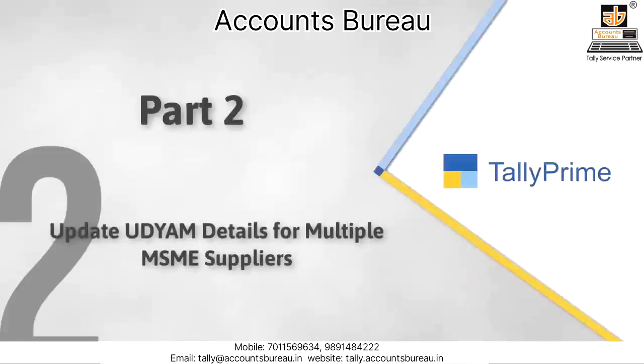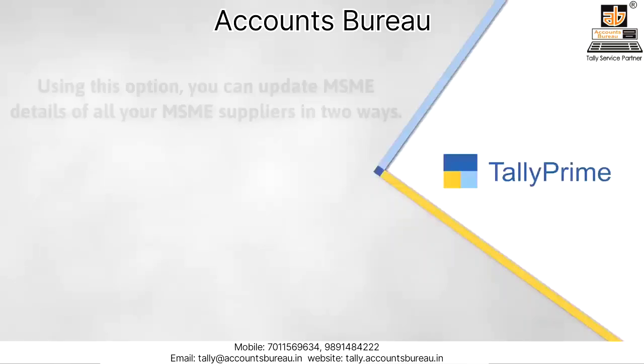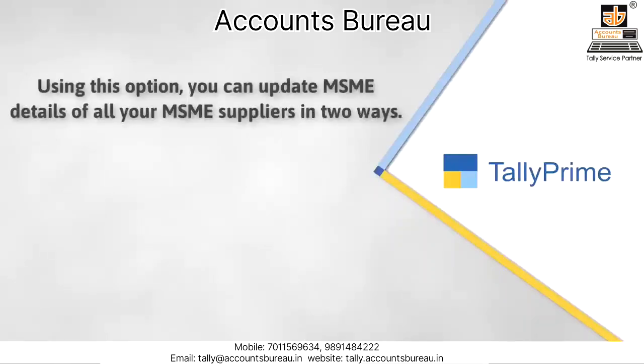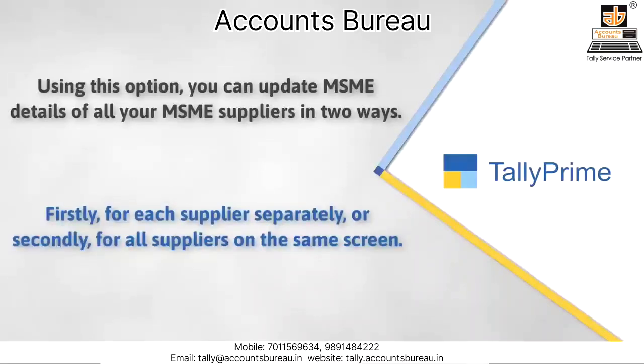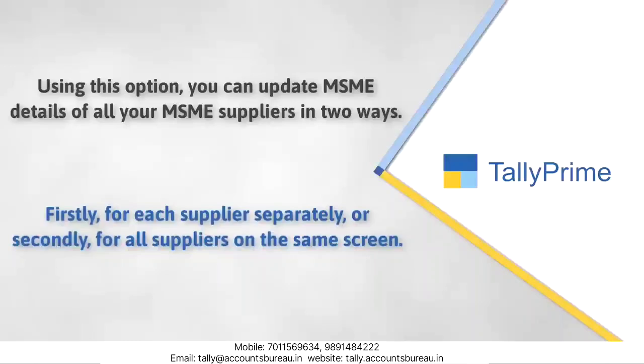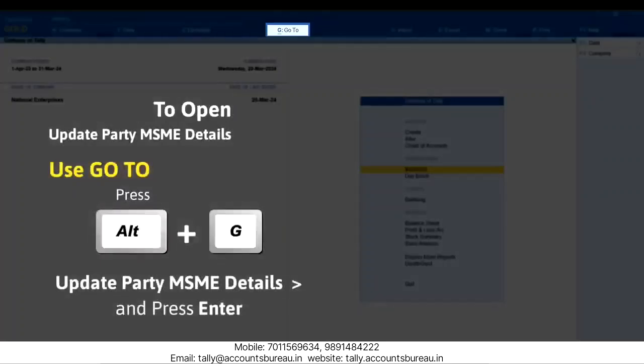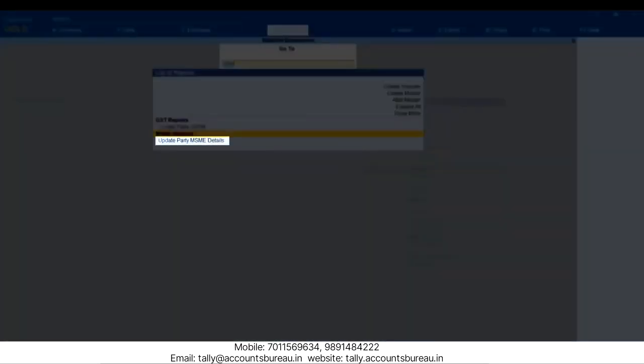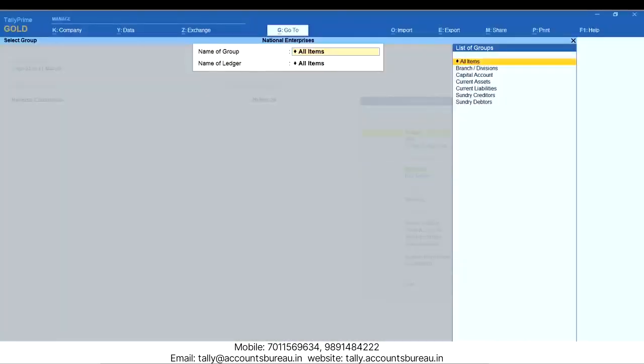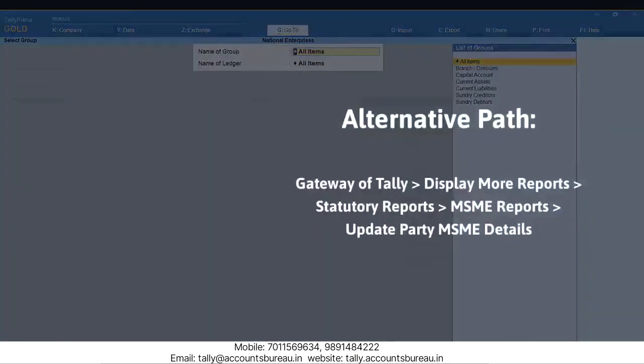Alternatively, you can use the Update Party MSME Details report to conveniently specify Udyam details of all MSME parties from a single screen. Using this option, you can update MSME details of all your MSME suppliers in two ways. Firstly, for each supplier separately, or secondly, for all suppliers on the same screen. Let's look at the first option. Press Alt+G. Type or select Update Party MSME Details and press Enter. Alternatively, Gateway of Tally, Display More Reports, Statutory Reports, MSME Reports, Update Party MSME Details.